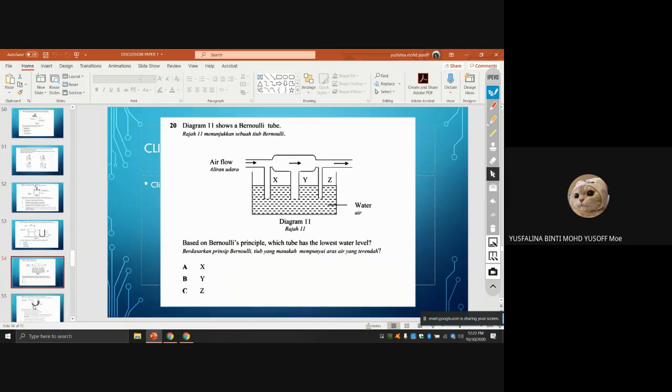Right, next question. Diagram 11 shows a Bernoulli tube. Based on the Bernoulli principle, which tube has the lowest water level? I already explained before. This one, the velocity is low, pressure is high, right? So pressure is high here, so it will push the water from going up, so this one should be lowest. And here velocity is high, pressure is lower. I'm sorry. Wait. I'll explain again.